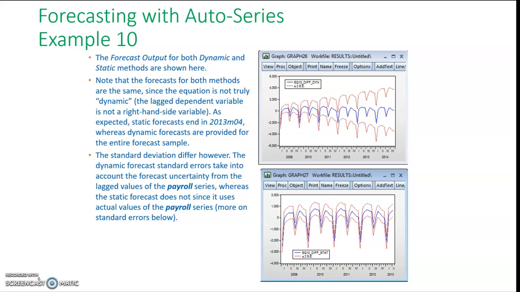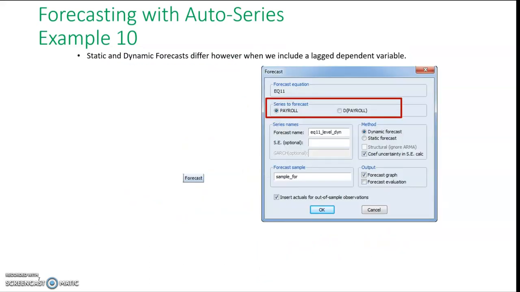So as we expect, static forecasts end in 2013 month 4, whereas dynamic forecasts are provided for the entire forecast sample. The standard errors differ, however. The dynamic forecast standard errors take into account the forecast uncertainty from the lagged values of the payroll series, whereas the static forecast does not, since it uses the actual values of the payroll series.